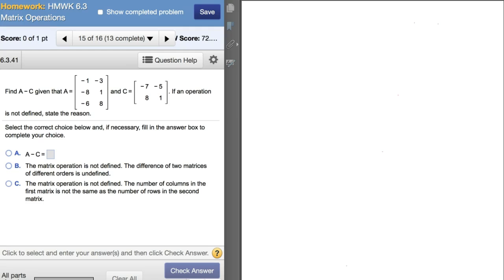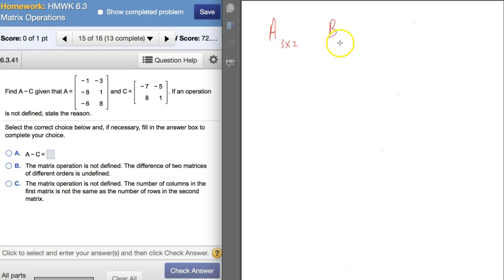And we're looking at this and we're asked to find out the difference between matrix A and matrix C. We know that whenever we are adding or subtracting matrices, we have to have the same dimension or the same order to be able to do it. Matrix A we see is a 3 by 2 matrix, and matrix B is a 2 by 2. And so here, although we could multiply these together, we cannot add or subtract these because our order or dimension is not the same. Okay?